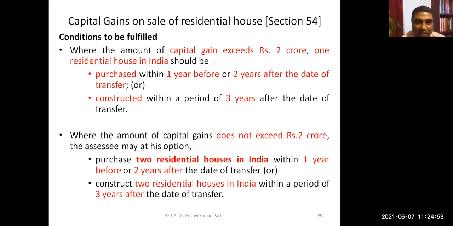We will find out what the capital gain is. If the capital gain is exceeding 2 crore, then the same amount must have been invested in another residential house. And that house must have been purchased 1 year before or 2 years after the date of transfer. Or if the house is constructed, it should have been constructed within a period of 3 years after the date of transfer. Is it clear? This part is over.